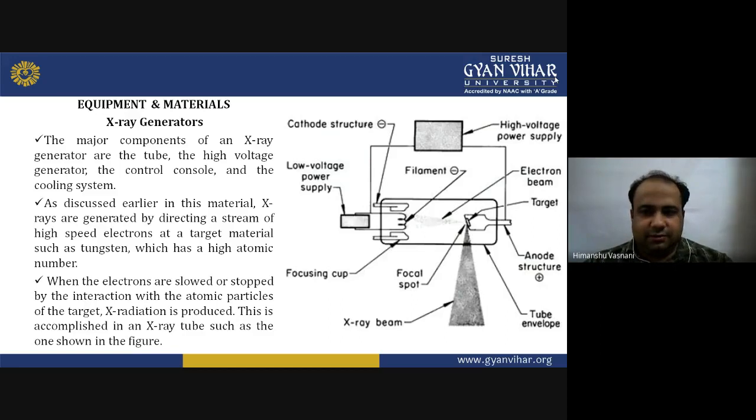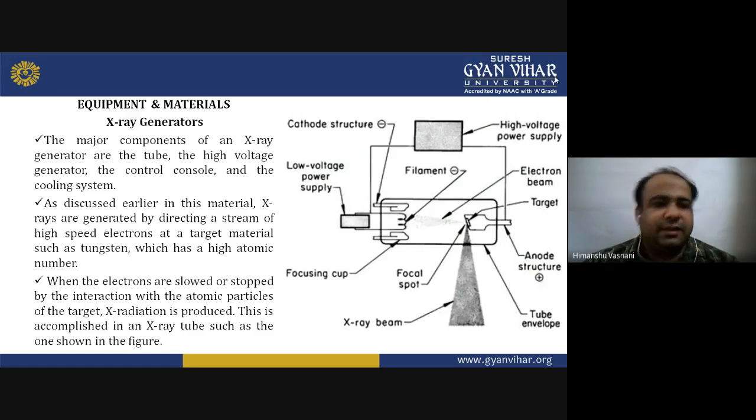X-ray generators. You can see on the right-hand side the diagram displaying all the components. This is also helpful. There is a high voltage power supply, a low voltage power supply, a cathode structure, a focusing cup, then a target on which you have a focal spot, an anode structure, an electron beam from the filament, the tube envelope, and then the X-ray beam. This whole diagram is displayed in front of you.